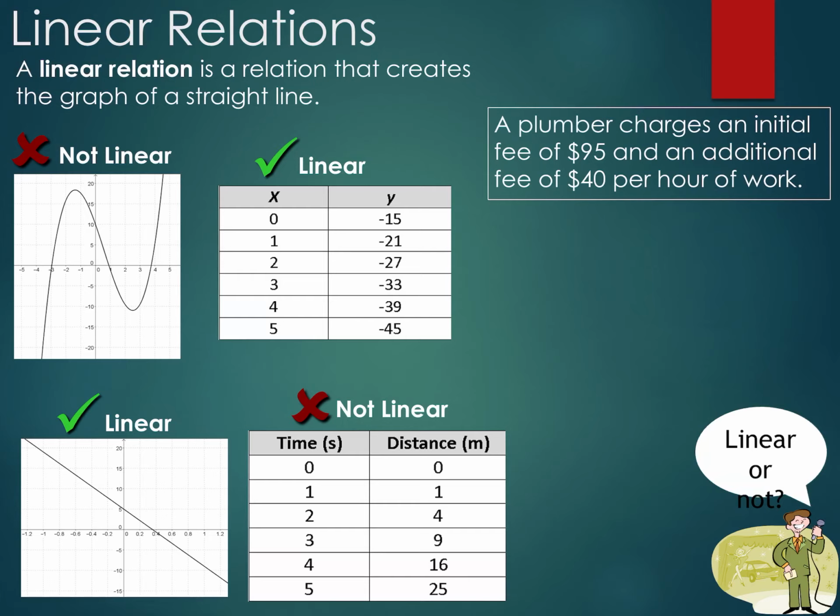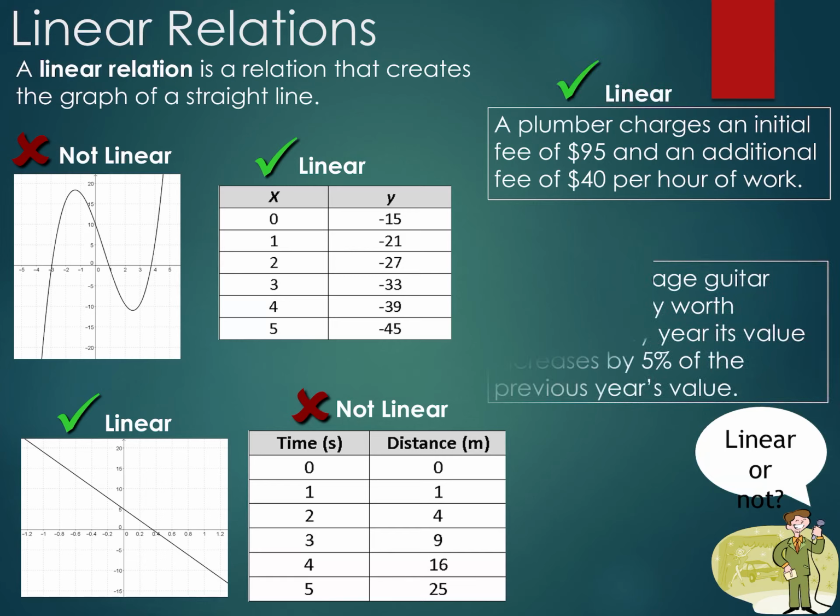So the question though is, is this a linear relation? Even though his fee starts at 95, it's only going up by $40 each hour. Only. That's a big number, but it's going up by the same amount each hour, which means that this is a linear relation because it's going up by the same amount each time.